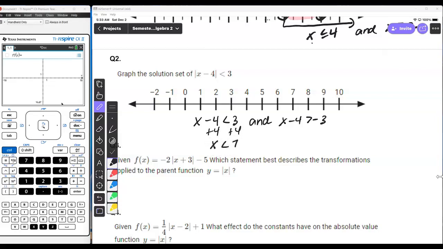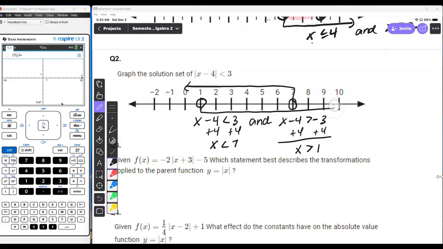The other one, you have to add 4 to both sides. So we have x is greater than 1. So go to 7 and go to 1. And we know that it says x is less than 7. And we know that x is greater than 1. And you notice that the two intersect.